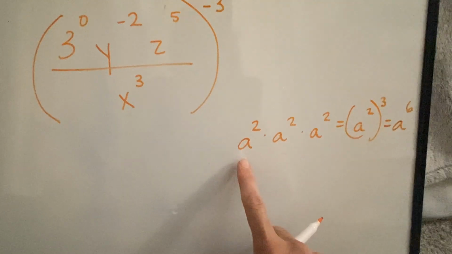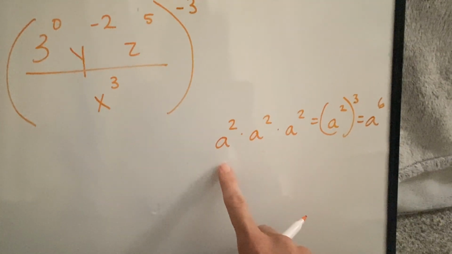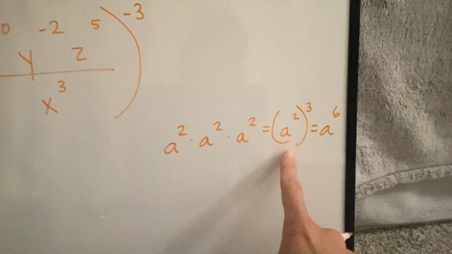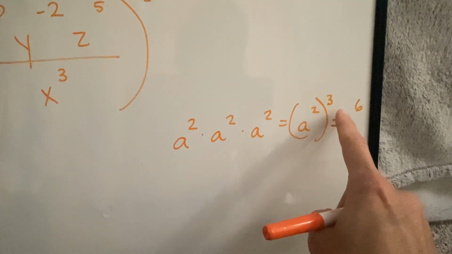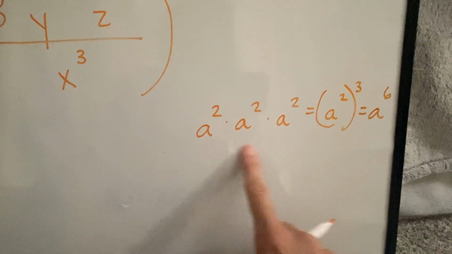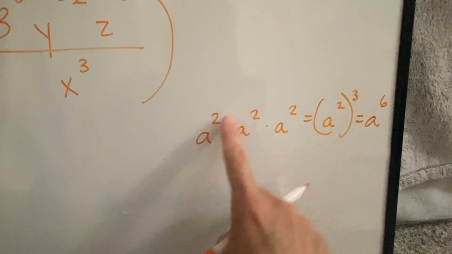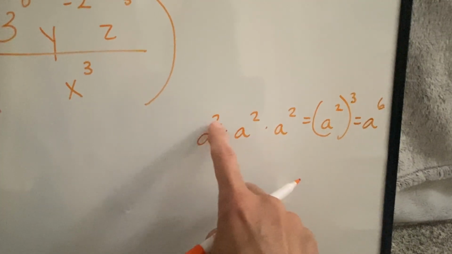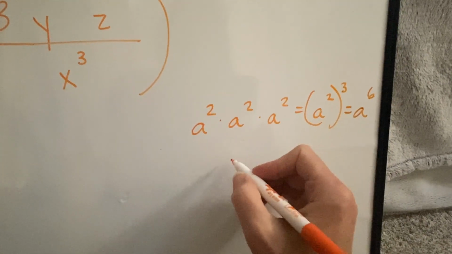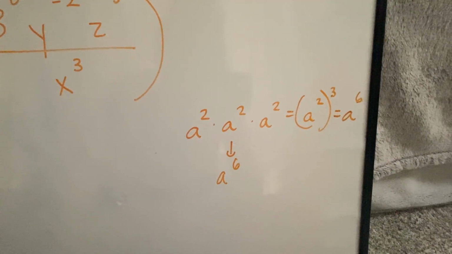If you have a squared times a squared times a squared, you have three of them times by each other. So you could write it like this, a squared cubed, okay? Now, what we know about variables that have exponents, when you multiply them together, you're adding the exponents. So 2 plus 2 plus 2 is 6. So this is actually a to the 6th, okay?